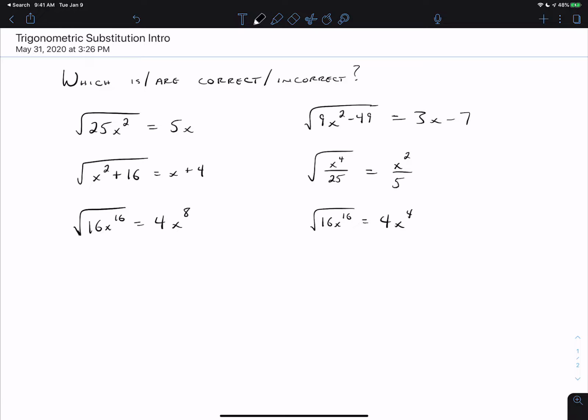I'd like you to go ahead and just pause the video and think through which of those simplifications I have performed correctly and which ones I have messed up on. At least one is correct, at least one is incorrect. So pause the video, see if you can figure that out, and then check with me in just a minute.